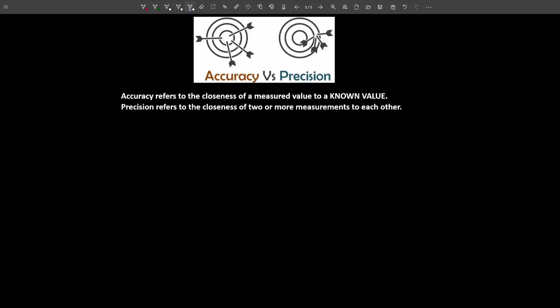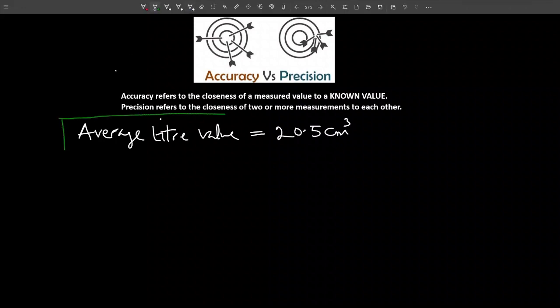Let's assume that you're calculating the average titer value during titration as volumetric analysis, and we know that the average titer value was 20.5 centimeter cube. Now this is the exact value. Let me use a different color for that. This is the exact value. This is a known value.